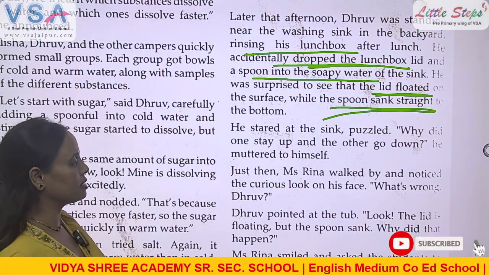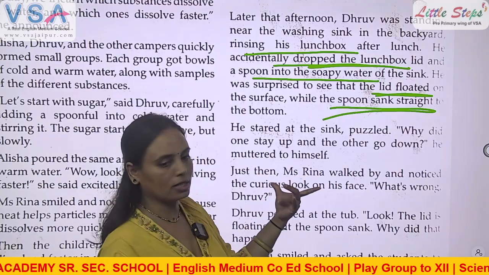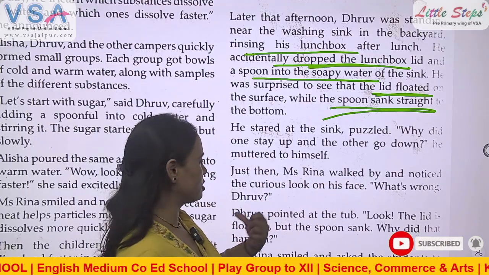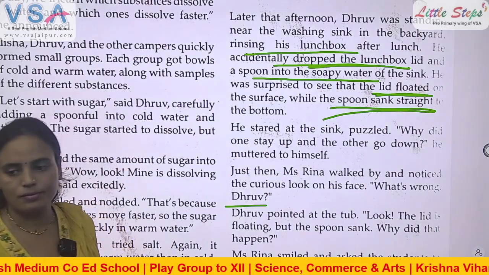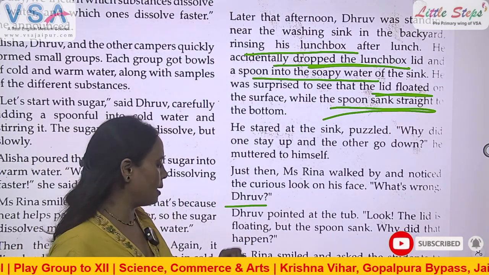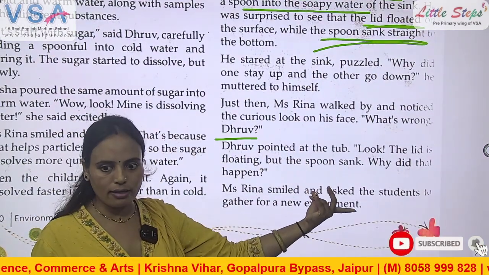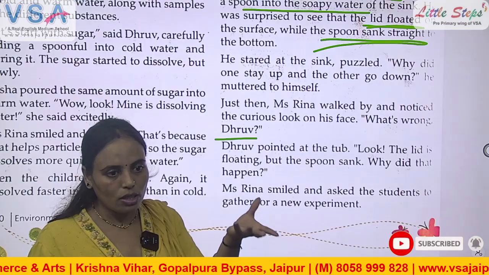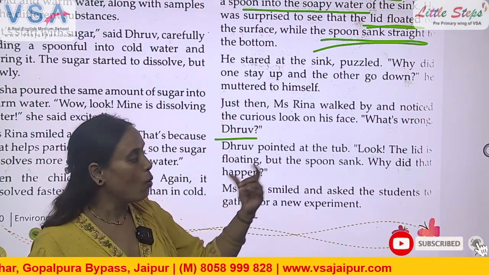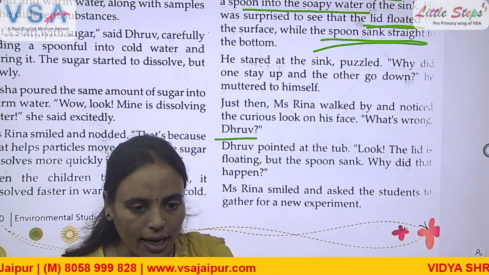Just then Mrs. Rina walked by and noticed the curious look on his face. What's wrong, Dhruv? Dhruv pointed at the sink. Look, the lid is floating, but the spoon sank. Why did that happen?